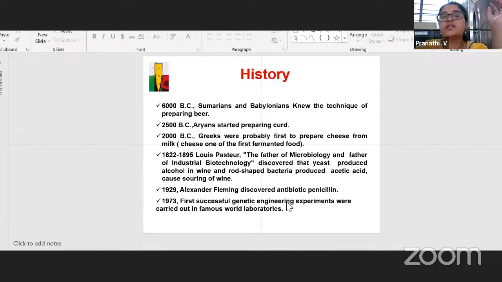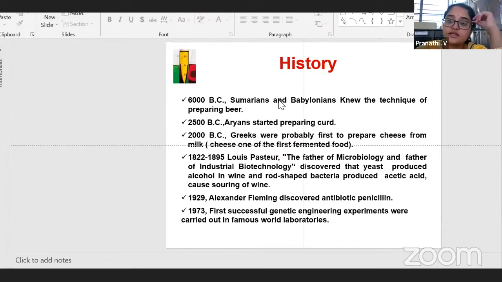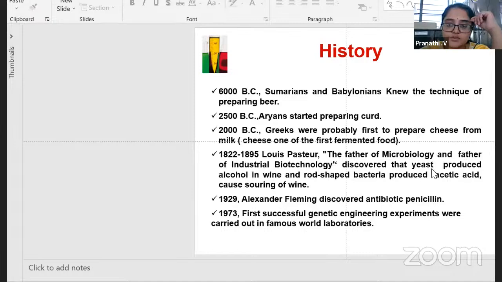When it comes to the history, in 6000 BC, the Sumerians and Babylonians, then Egypt, were able to produce alcohol. Then in 2500 BC, which is much earlier, Aryans started preparing curds, and Greeks were among the first to start making cheese. From 1822 to 1895, Louis Pasteur, also known as the father of microbiology and father of industrial biotechnology, discovered that yeast produces alcohol in wine, and that rod-shaped bacilli produced acetic acid and the souring of wine. Alexander Fleming discovered the antibiotic penicillin, and the first successful genetic engineering experiments were conducted much later, in 1973.